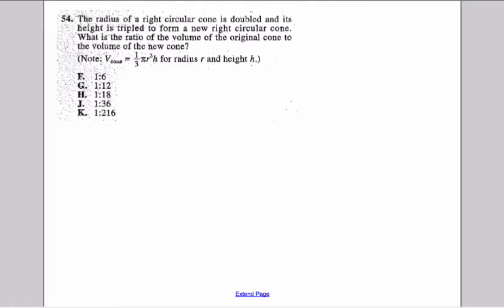The radius of a right circular cone is doubled and its height is tripled to form a new right circular cone. What is the ratio of the volume of the original cone to the volume of the new cone? And then in this case, they say, you know what, they won't be expected to remember that, so they give us the equation. So in general, the volume of a cone is 1/3 pi r squared h. That's just for a generic cone. Think about like an ice cream cone. Generic cone, here's your radius. This would be our height. Again, radius and your height is what's perpendicular.